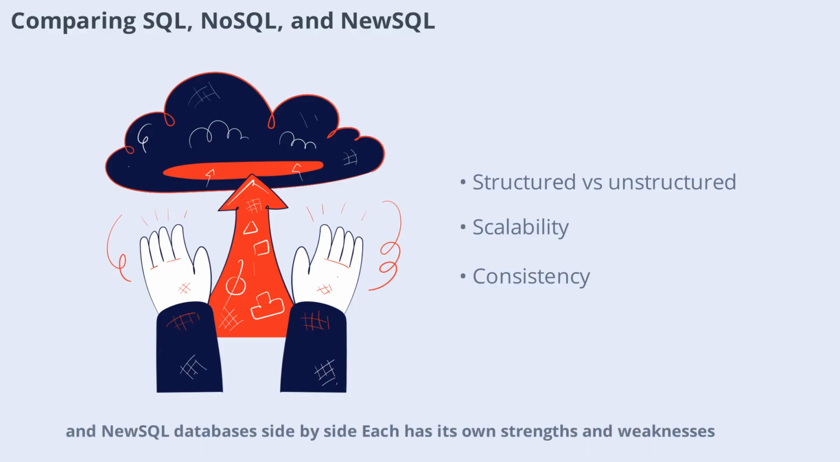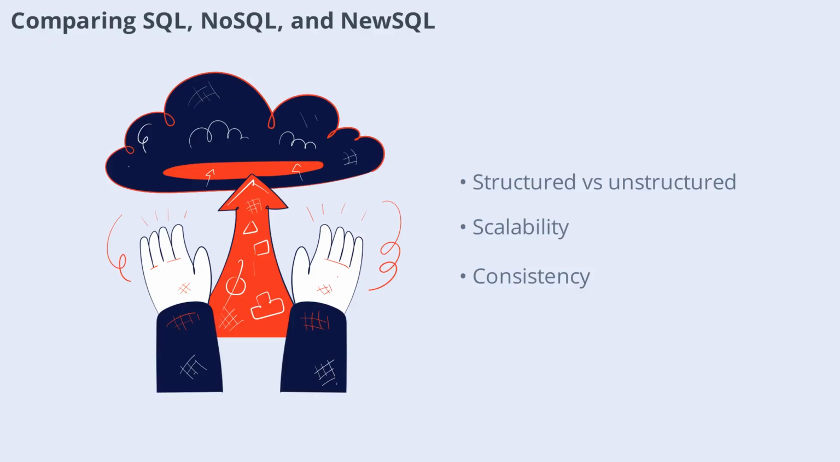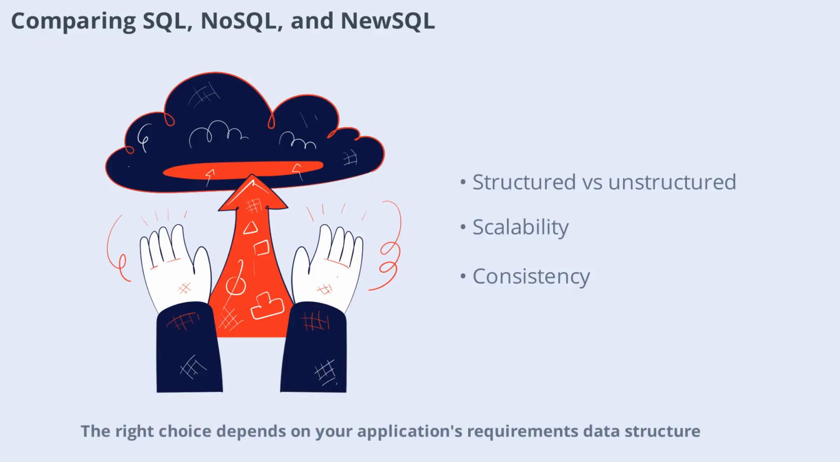Each has its own strengths and weaknesses. Relational databases are best for structured data and complex queries. NoSQL excels at scalability and handling diverse data types. NewSQL aims to bridge the gap, offering both consistency and scalability. The right choice depends on your application's requirements, data structure, and growth expectations.